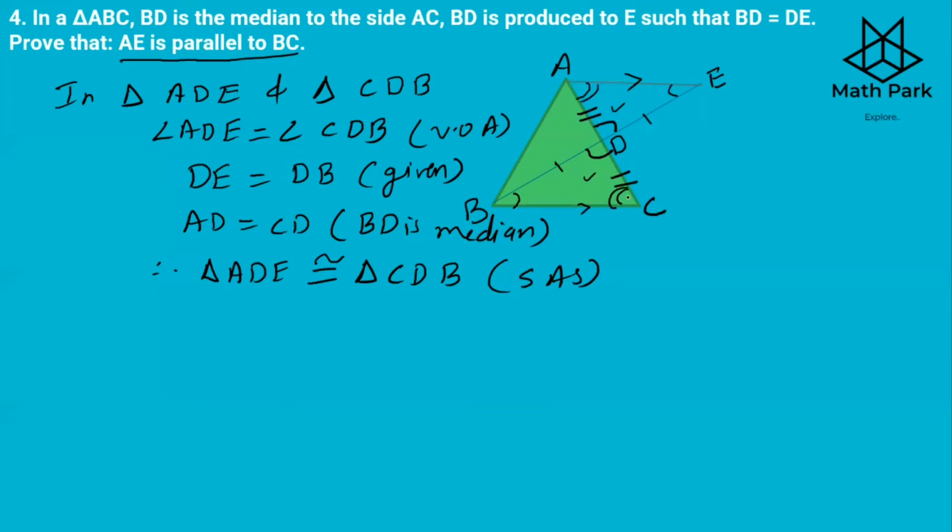For this A and C equal, AC is a transversal. For E and B equal, BE is a transversal. So we get angle DAE, or you can write here this is angle 1 is equal to angle 2. So you get angle 1 is equal to angle 2 by CPCT.